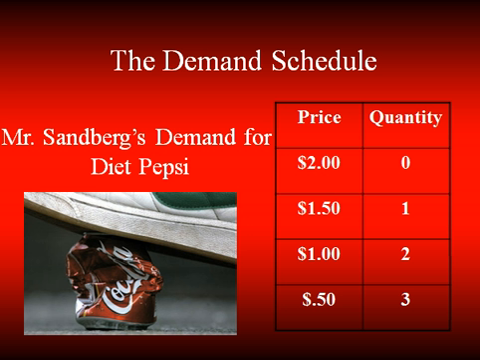If it's $1.50, that's reasonable enough for me to buy one. As the price goes lower, now I'm going to buy more. There's that relationship, there's that demand schedule. So if it's $1, I'm going to buy 2. And if it's down at 50 cents, I'm getting a bargain, so I'm going to buy 3 of them.